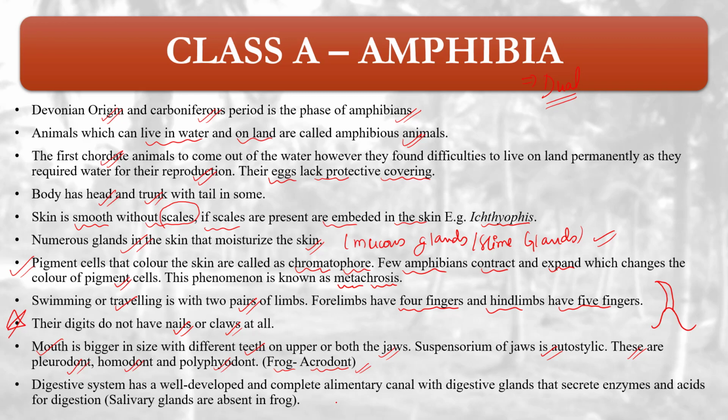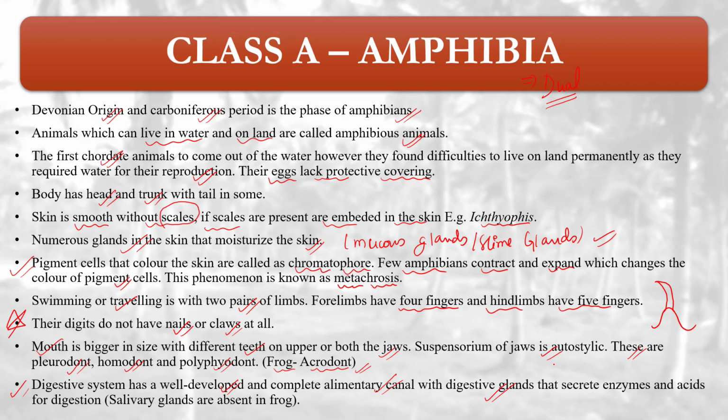We are heterodont, and that too polyphyodont. The digestive system is well developed. They have a well developed digestive system, and their alimentary canal is complete. They have a complete alimentary canal with mouth and anus, with digestive glands.